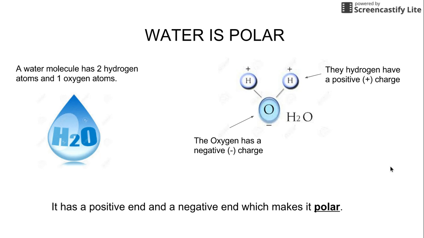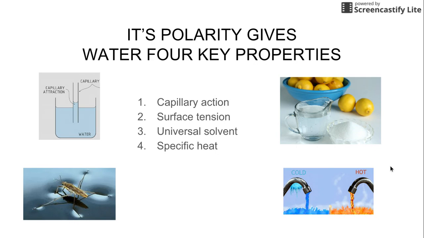So if you look at this chart, you'll see that a water molecule has 2 hydrogen and 1 oxygen, and that's why we call it H2O. If you look over to the right, you'll see that the hydrogen has 2 positively charged atoms and the oxygen has 1 negatively charged atom. So it has a positive end and a negative end, which makes it polar. Being polar means it has polarity. Its polarity will give it some interesting and unique characteristics.